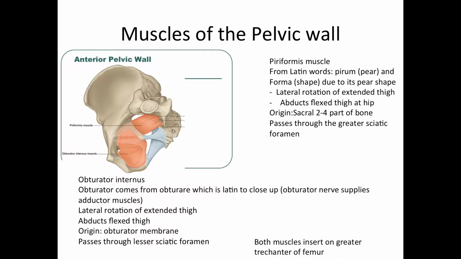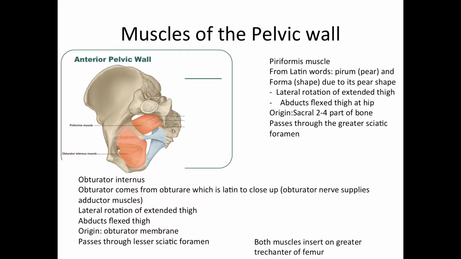Now, in terms of the muscles of the pelvic wall, there's the piriformis muscle, which comes from two words in Latin, pirum meaning pear and forma meaning shape, due to its pear shape. It's involved in lateral rotation of the extended thigh and abducts the flexed thigh at the hip. The origin is S2 to S4, and it passes through the greater sciatic foramen.